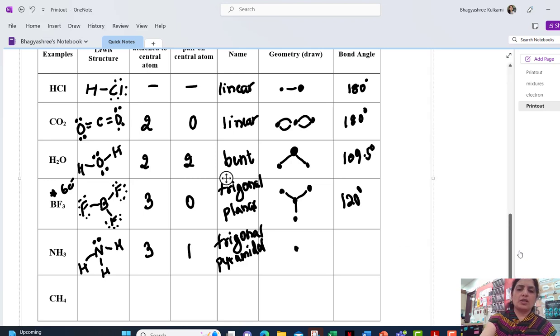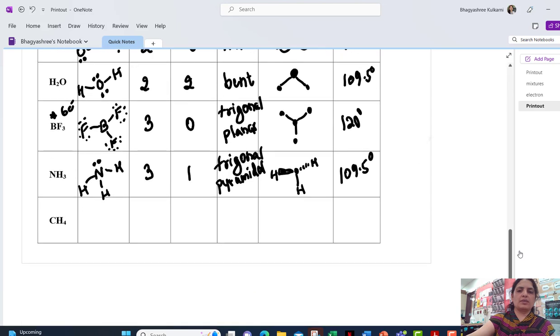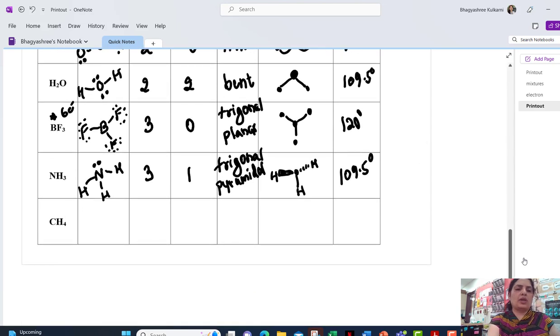So to draw this, your N is the central atom, so 1 bond is in the plane. Okay, so I can hold 1 bond which is in the plane. So there are 2 bonds, 1 going out and 1 coming in. So that is the trigonal pyramidal shape, and the bond angle is approximately 109.5 degrees. The last one we'll look at in this video is CH4.